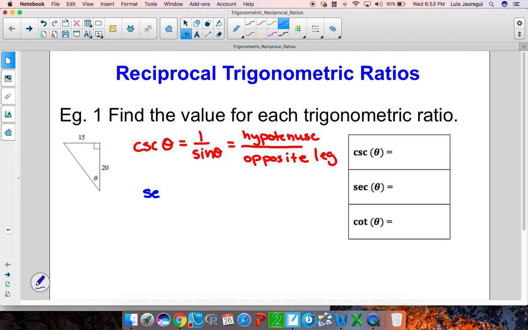Secant of theta is the reciprocal of cosine. So that is 1 over cosine of theta. If you remember, cosine was the measure of the adjacent leg divided by the hypotenuse. Here we get the reciprocal. So we're going to get hypotenuse divided by the adjacent leg.